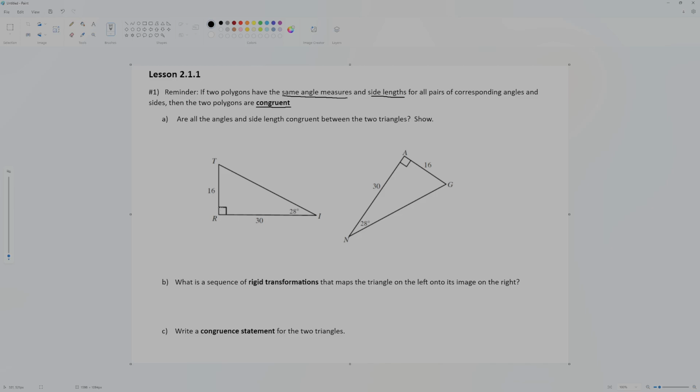So we have a 90-degree angle in each, and then we have a 28-degree angle in each side. So if we were to do the triangle angle sum theorem, which says we subtract each of these numbers from 180, we would end up with 62 degrees. So 62 degrees would be our missing angle. And for both of them, they have the same angle.